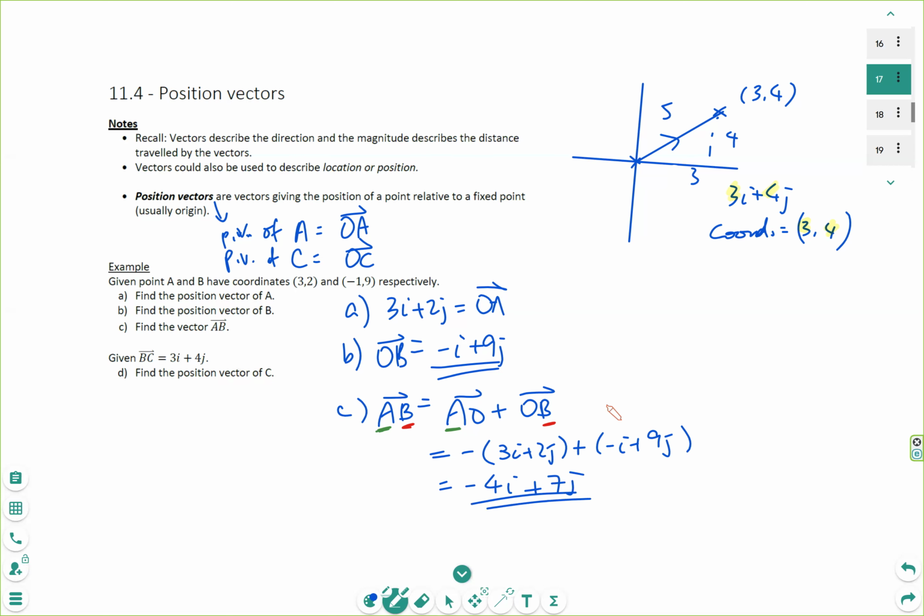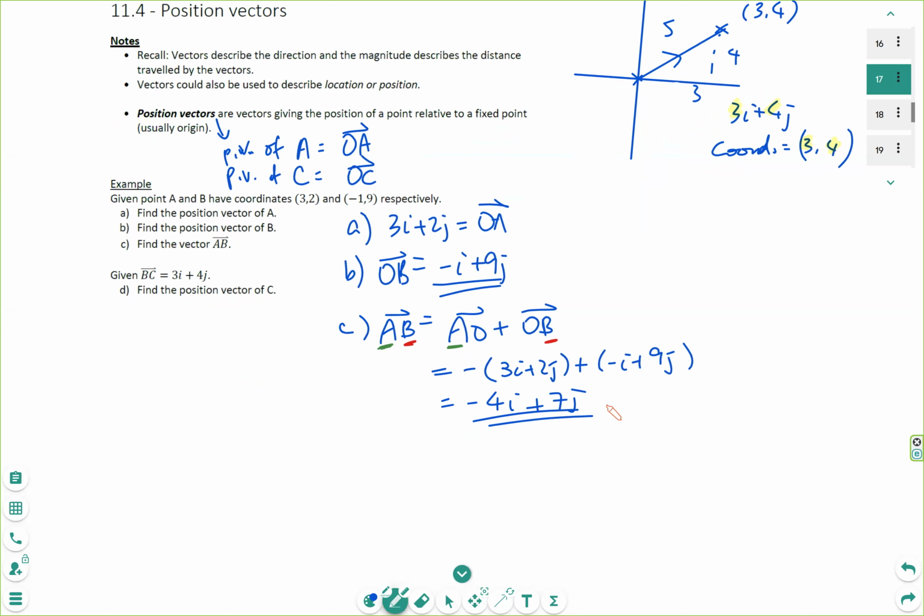All right, part D. Given that BC equals 3i plus 4j, find the position vector of C. So we know BC is 3i plus 4j. What can we do about it? How do you think about that? If I want to find the position vector of C, that means I want to find OC, right?